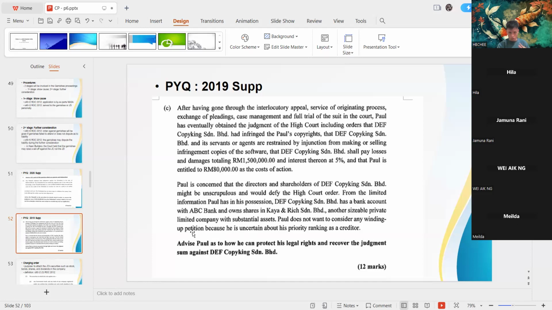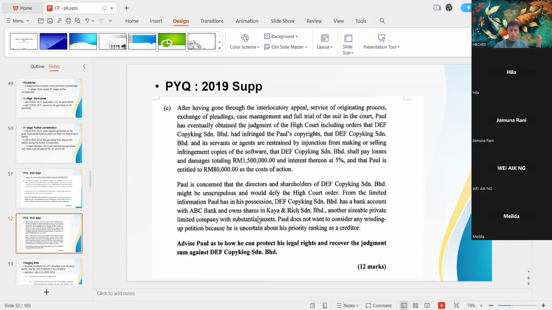It's quite good for the question that he does not consider any winding up petition, so you already filter out one type of enforcement. You see he has a bank account with ABC Bank, and then he owns shares in Kaya Ridge. This is the charging order, which I'll be discussing in the next slide.